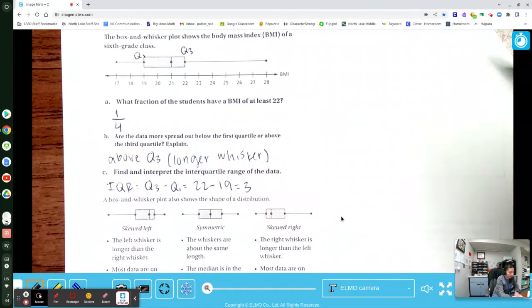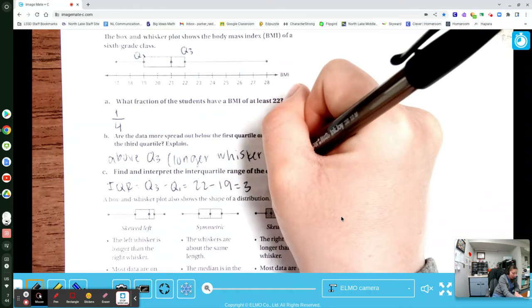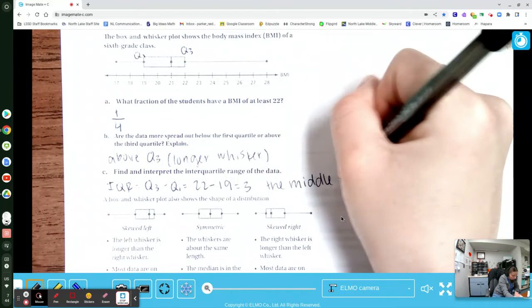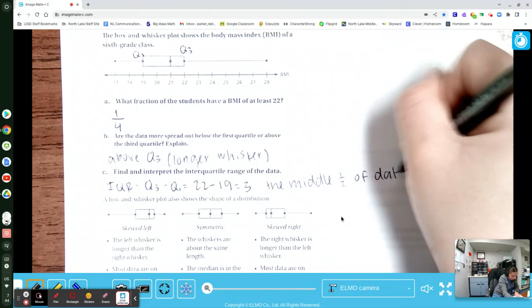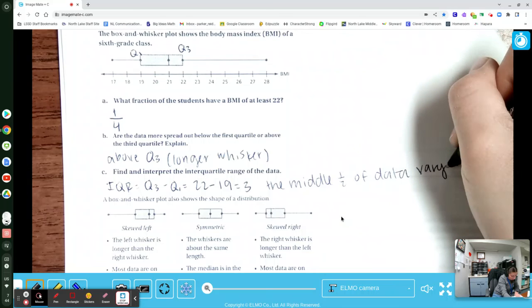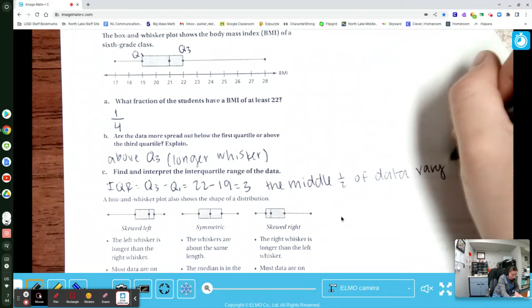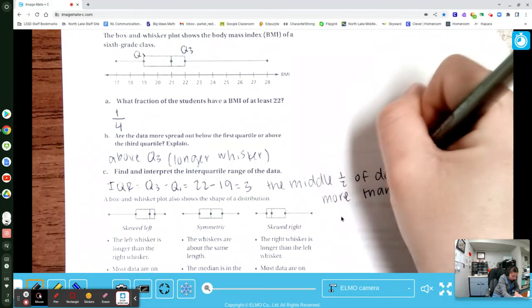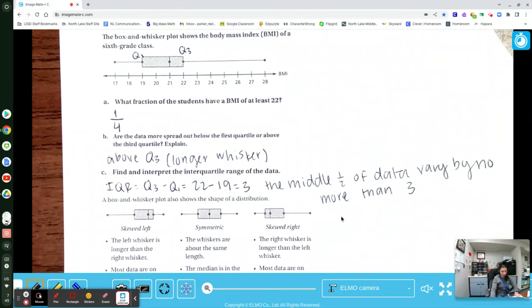Remember, half the data is in the box, so we can interpret this by saying the middle half of the data varies, or the middle half of the data vary by no more than 3. The middle half of the data is spread out by no more than 3 BMI points.